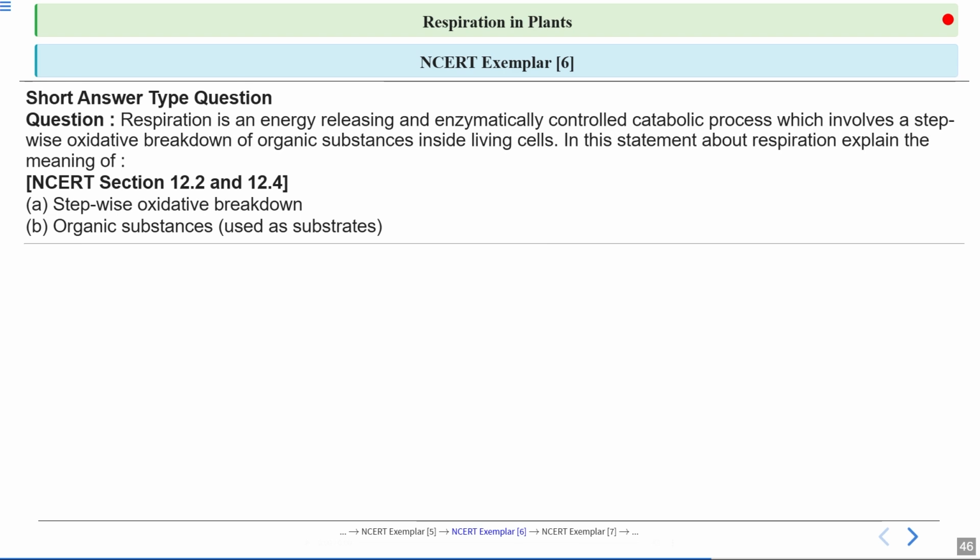Now let us look at the next question. Respiration is an energy-releasing and enzymatically controlled catabolic process, which involves a stepwise oxidative breakdown of organic substances inside living cells. In this statement about respiration, explain the meaning of A, stepwise oxidative breakdown, and B, organic substances used as substrates. So let us look at the solution.